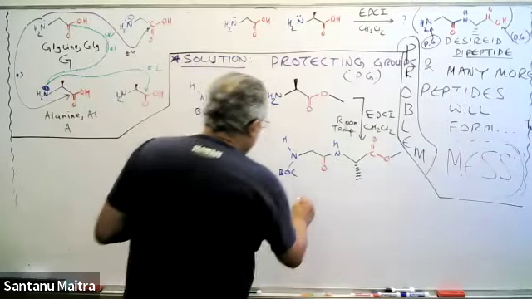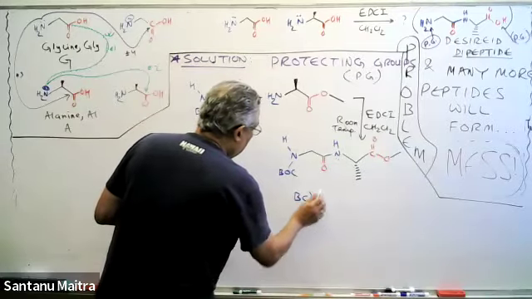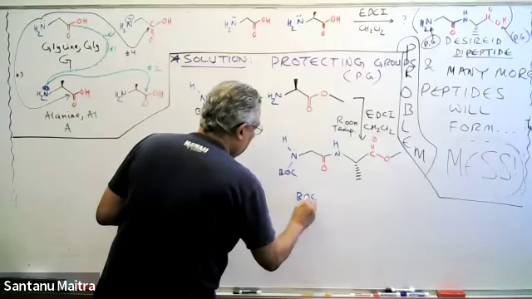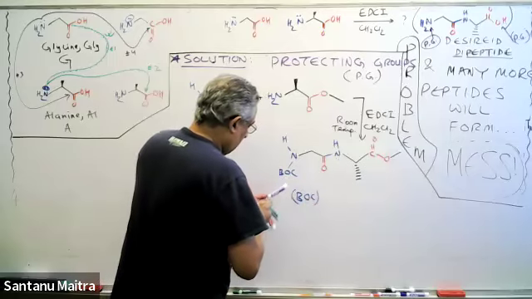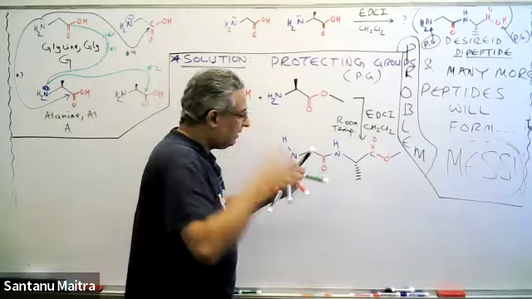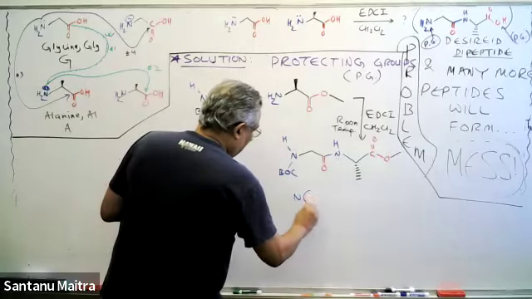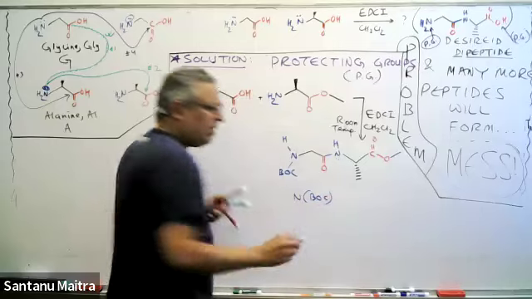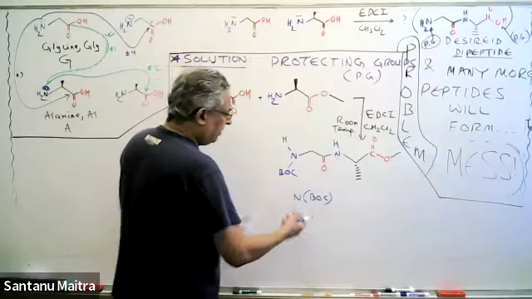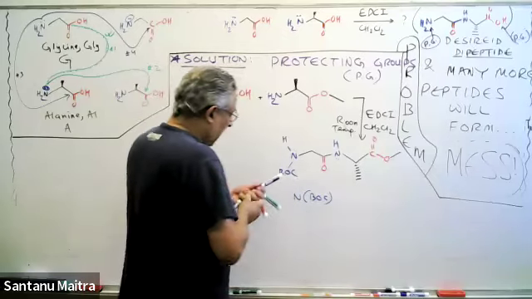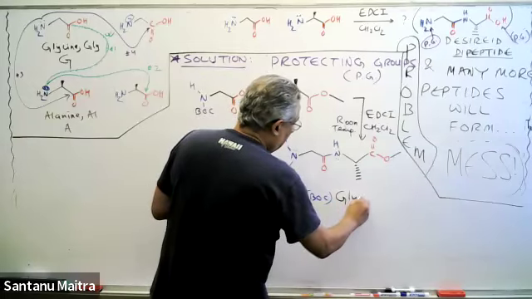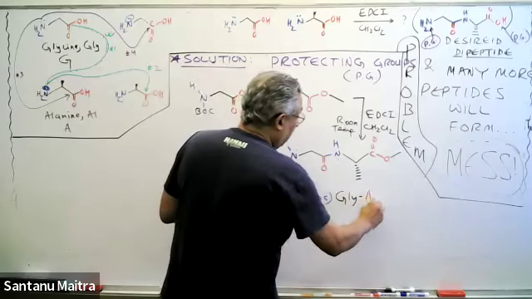It's going to be written as Boc, this is the biologist's N-Boc. I may be right or I may be slightly wrong. I'm not sure if the Boc is written first or not. Then N-Boc glycine. Then the next molecule is alanine.